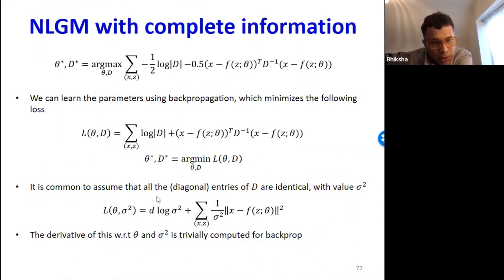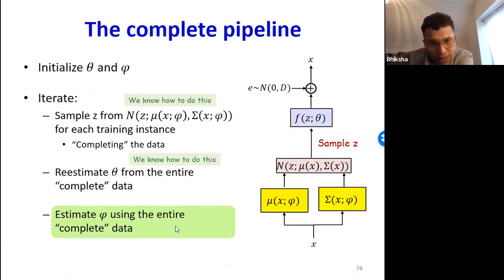It's just D log sigma squared, where D is the dimensionality of your noise, plus the sum over all of the training instances of 1 over sigma squared times the squared norm of X minus f of z. I've got rid of this half term here. So this loss now you can minimize with respect to theta and sigma squared trivially using backprop. So we know how to do this.